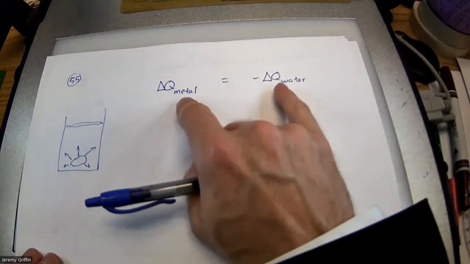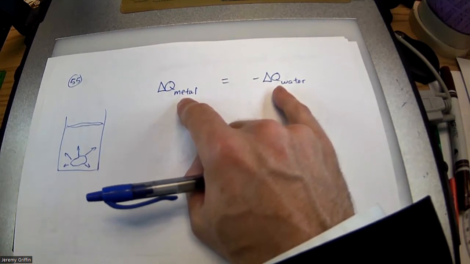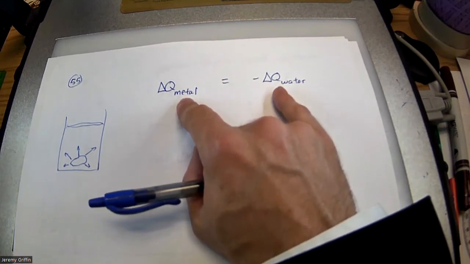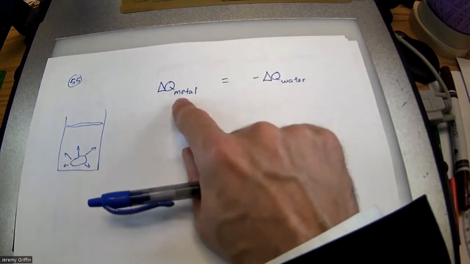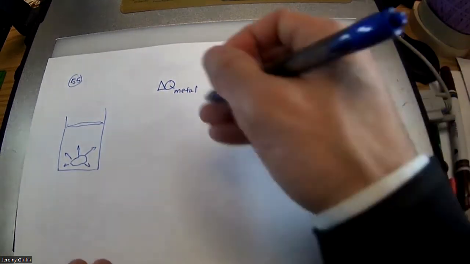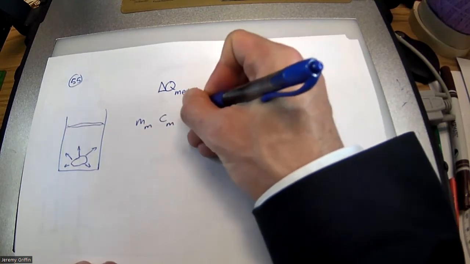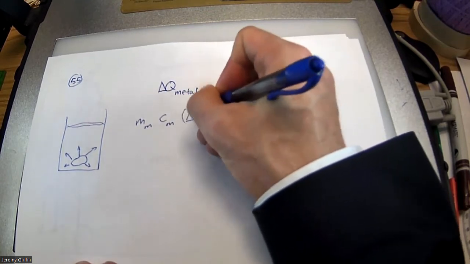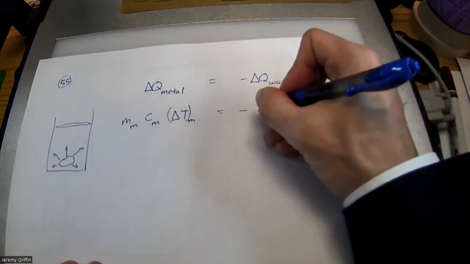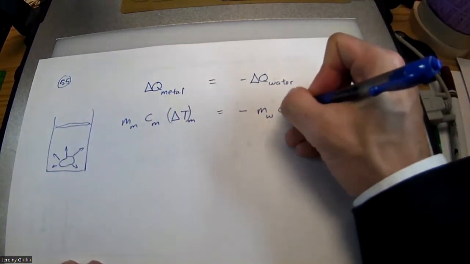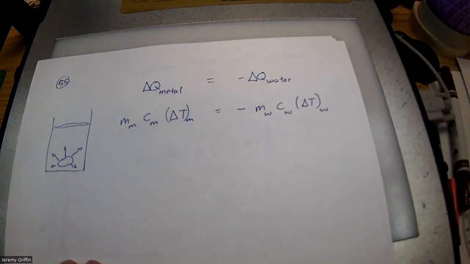So there's an import and export of heat energy, and this is in line with the first law of thermodynamics, which is conservation of energy. The energy lost by the metal is exactly picked up by the water. Energy exported by the metal is imported by the water. So I've got mass of the metal times specific heat of the metal times change in temperature of the metal is equal to, and then negative because of export and import, mass of water times specific heat of water times the change in temperature of the water, right?